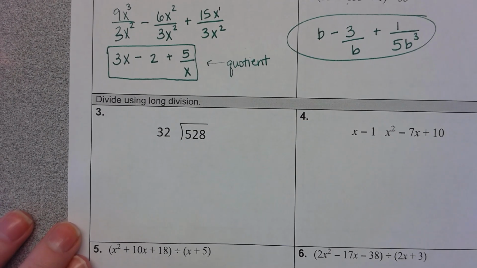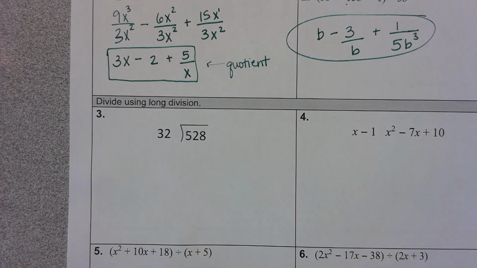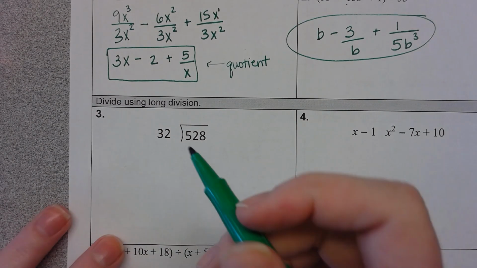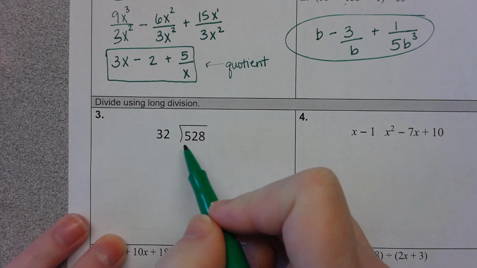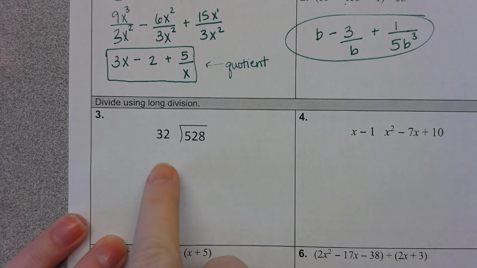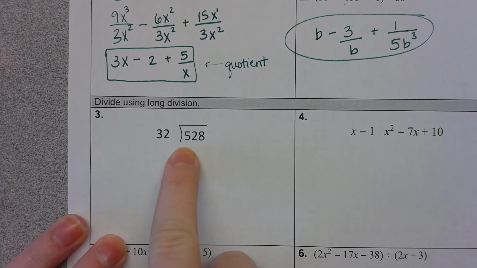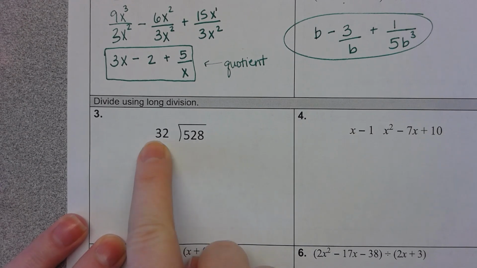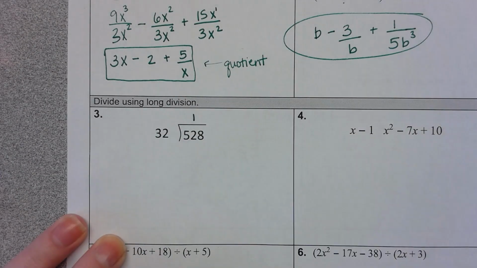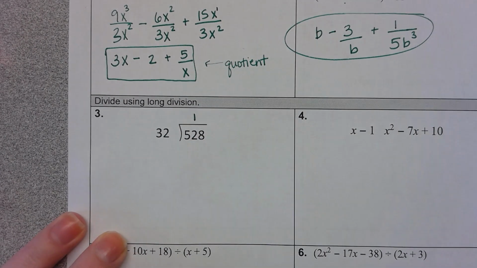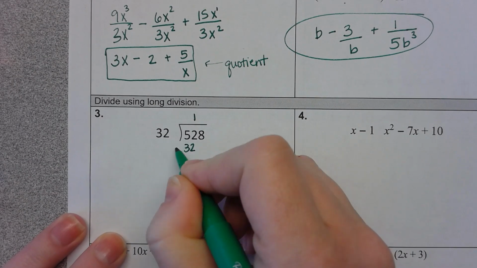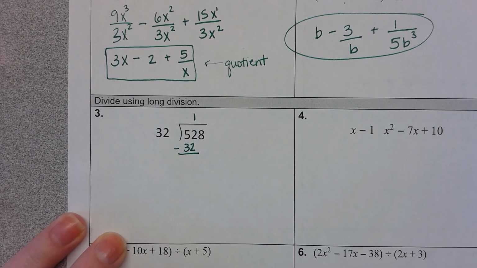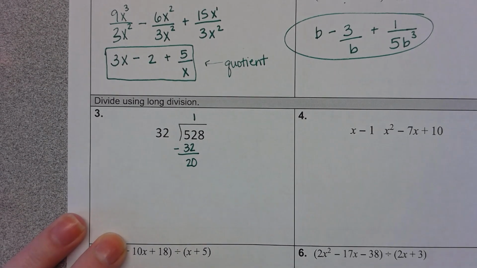All right, so we've got 528 divided by 32. So when we are performing long division, we want to see how many times this number goes into this number. Well, I know that 32 doesn't go into 5, right? This is 2 digits and this 5 is only 1 digit. So I'm going to expand and look at 52. So how many times does 32 go into 52? Just once, all right? And then that would be 32. So I'm going to subtract to see what's left over. 52 minus 32 is 20.